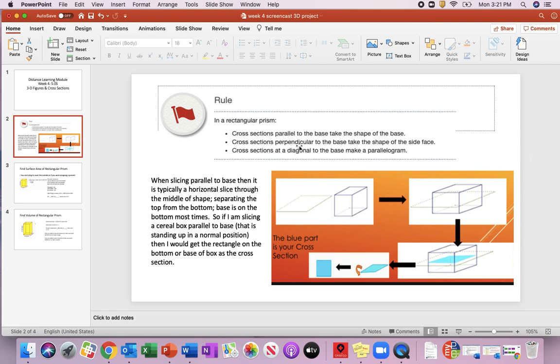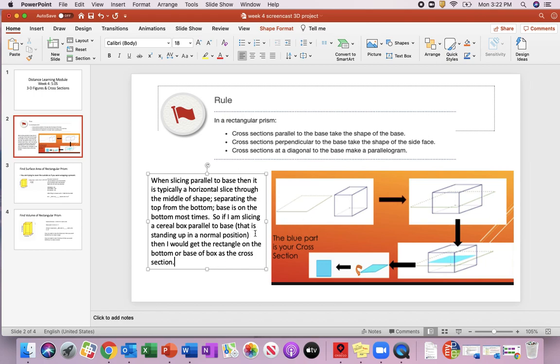Cross sections that are perpendicular mean we move straight down to form a right angle, so we're moving up and down in the motion of forming a right angle. You may also cut things on the diagonal. Again, we're going to focus on this project, and it asks you to think about parallel to the base. So if we look over here in this text box, when you're slicing parallel, it's a horizontal slice separating it from the top to the bottom.